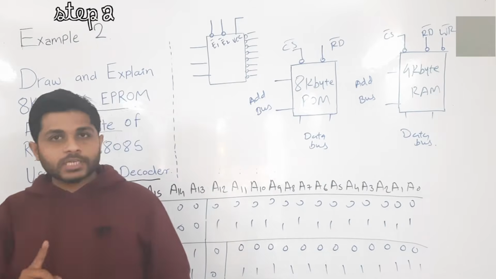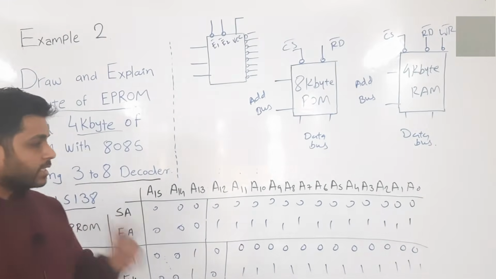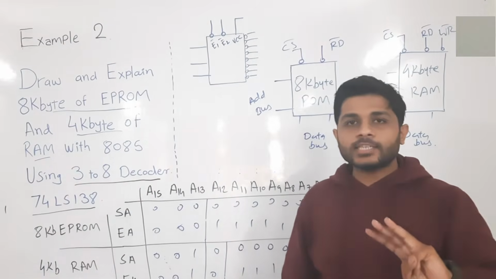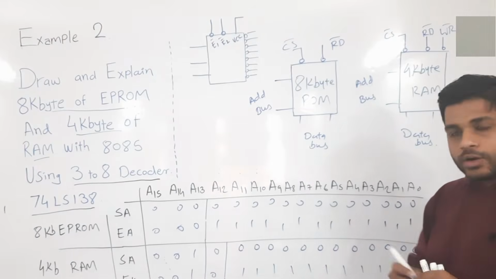What was the first step? First step was to draw different components. What was the second step? Second step was to draw the memory map. In the third step, we will provide all the necessary connections using the memory map table. So let's provide all the connections.